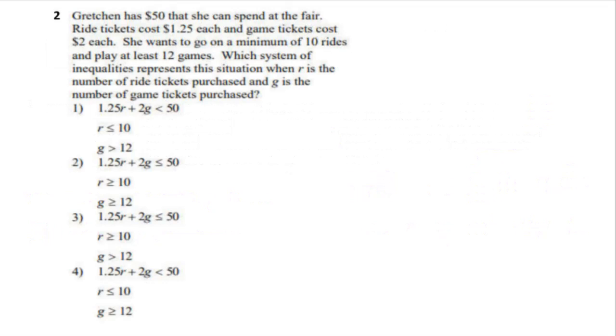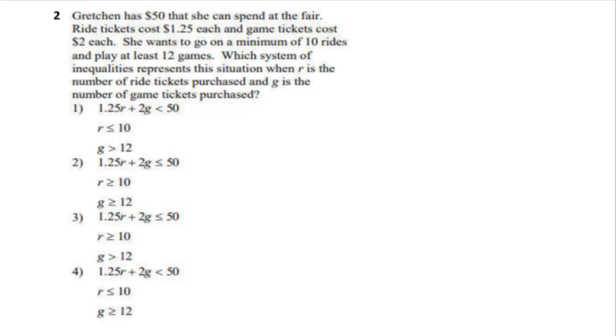All right, second word problem. Sometimes I find that the choices might get me a little more confused. So sometimes I don't look at them right away. But let's see what's going on. Gretchen has $50 that she can spend at the fair. Ride tickets cost $1.25 each, and game tickets cost $2 each. She wants to go on a minimum of 10 rides and play at least 12 games.